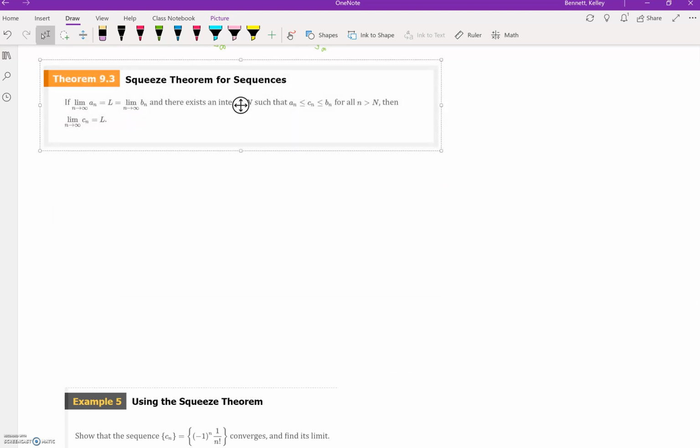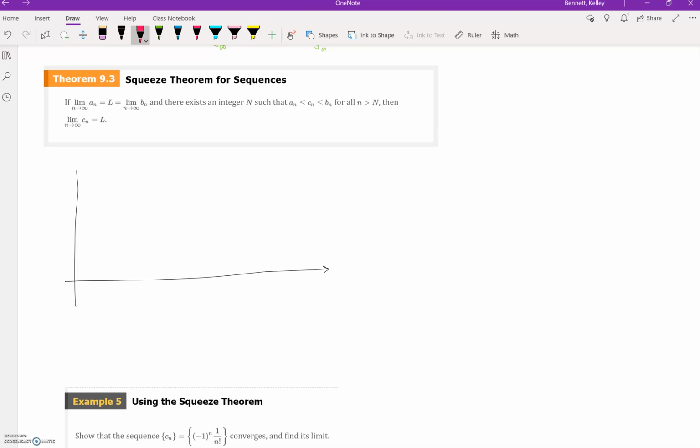Okay, the next thing we're going to do is, I think, pretty fun, the squeeze theorem. The example is challenging, but the idea is kind of cool. So basically what we're saying with squeeze theorem is if we have two, I'm going to make my limit a little bit different just for contrast.